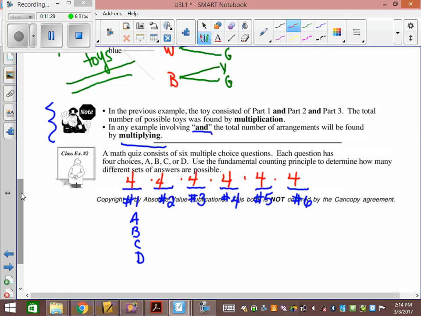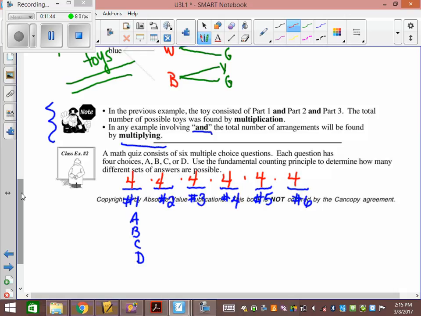Now some people will tell me that's 4 times 6. That's not 4 times 6. That's 4 options multiplied. Now why did I multiply them and not add them? Because you have to do the entire task.